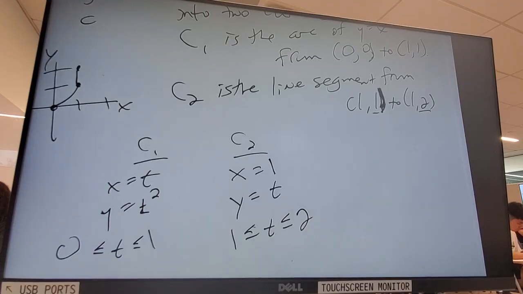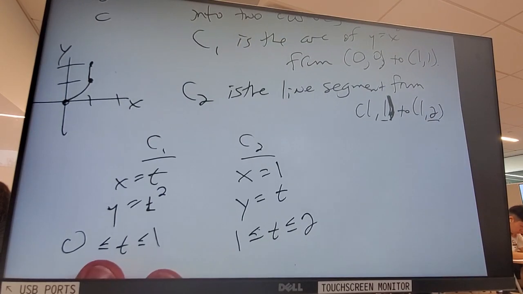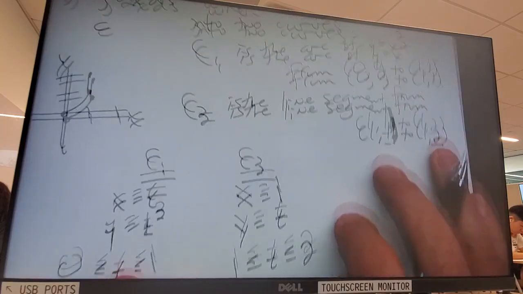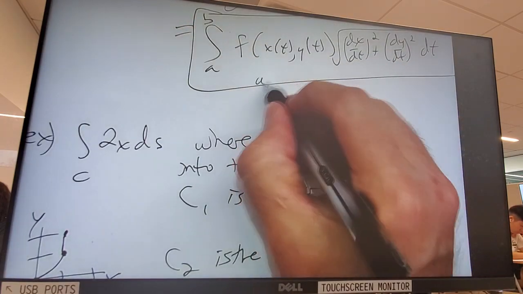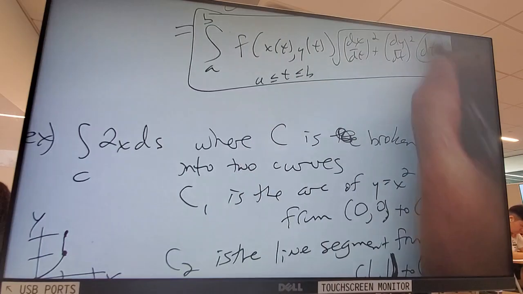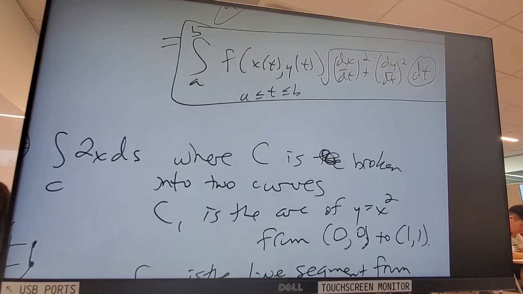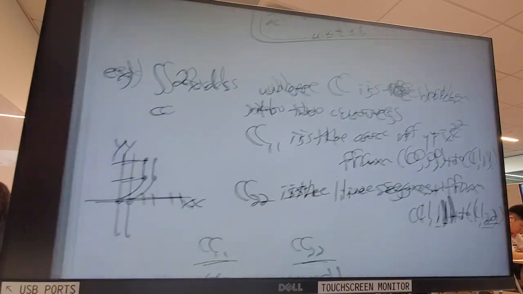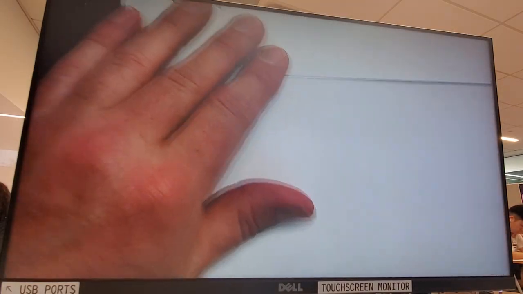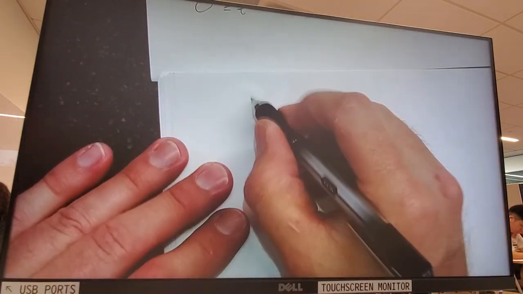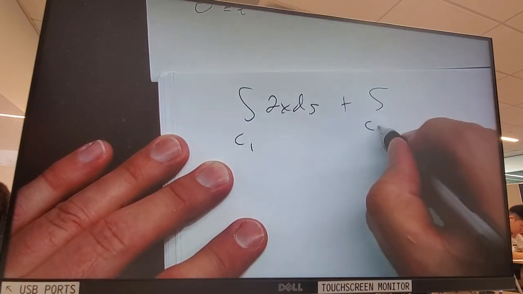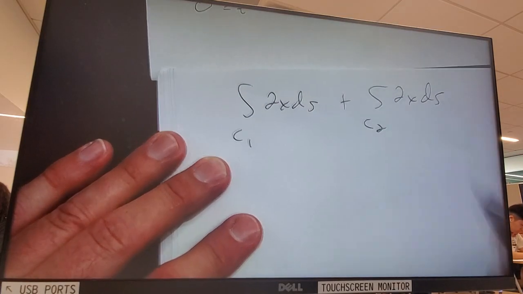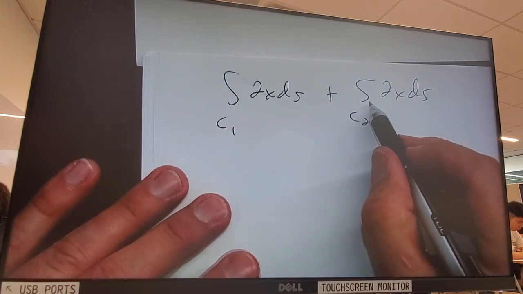So what does this mean? What can I do now? Now I can translate to this. A and B are just what t is doing, because that's what it's based on, yes? So I'm going to make 2 integrals, one for C1, one for C2. So let me just do it this way. Okay, that's supposed to be an integral sign, but it got smushed.